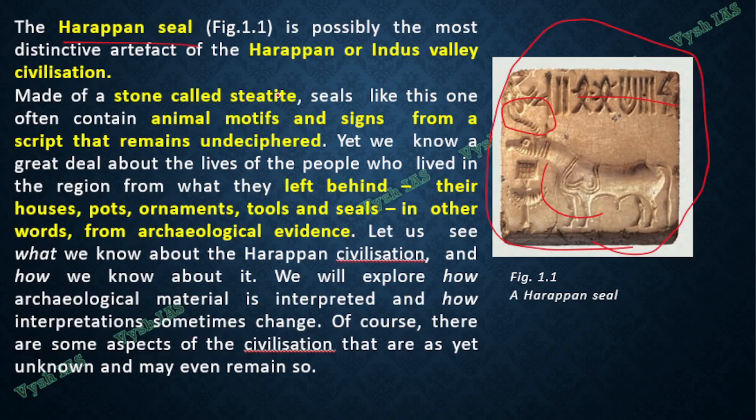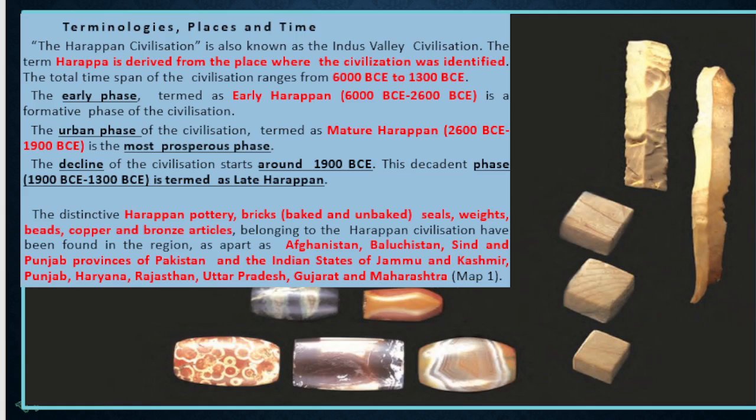It is made of a stone called steatite. You have to make a note of it. Animal motifs and signs are there, but the script is undeciphered. Many other things were also discovered in Harappan civilization, that is their houses, the pots, the ornaments, the tools, and majorly the seals. These are archaeological evidence used by archaeologists, and based on that only they draw more and more conclusions about the civilization.